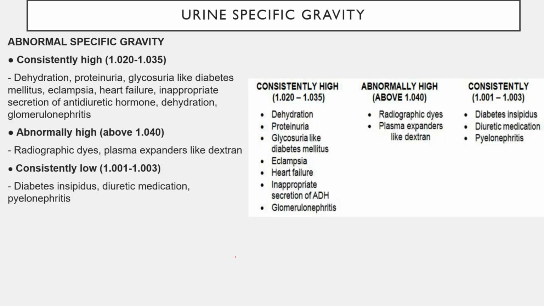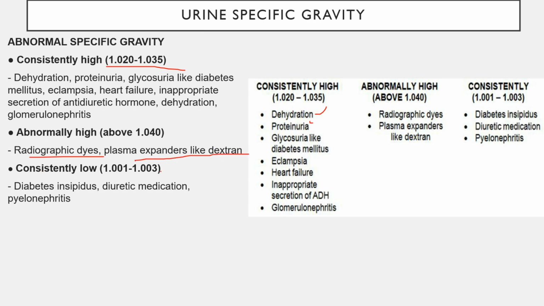Now, if it is consistently high, take note, class, the causes of a consistently high specific gravity, usually 1.020 to 1.035. So these are the causes: dehydration, proteinuria, glycosuria like DM, eclampsia, heart failure, inappropriate secretion of ADH, and glomerulonephritis. If it's abnormally high, 1.040, this could be caused by radiographic dyes, plasma expanders like dextran.